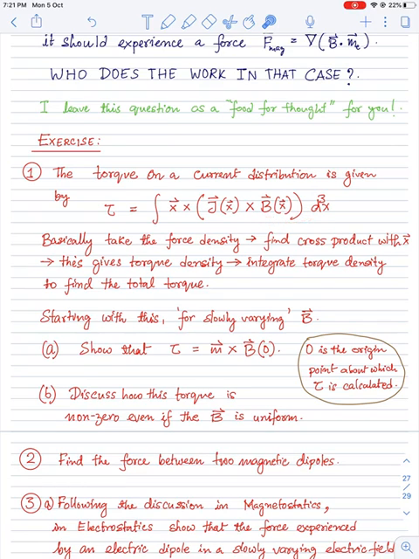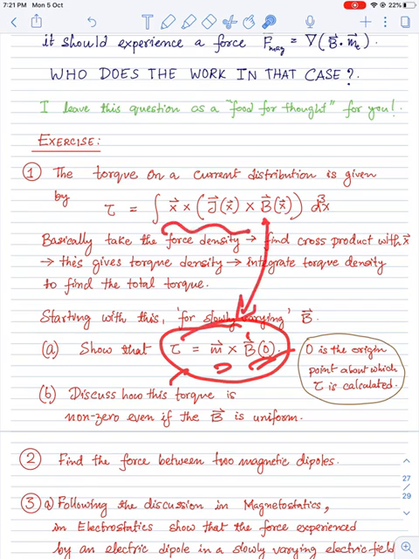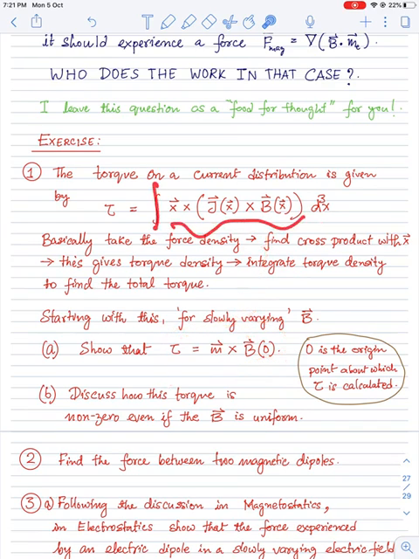I want you to derive this expression for the torque given that the magnetic field is slowly varying, or maybe even if it is constant. From this density expression for the torque, I want you to derive that the torque is given by m cross B. I think you are familiar with this result, but I want you to derive it starting from the torque density and integrating it over a given volume for an arbitrary j.